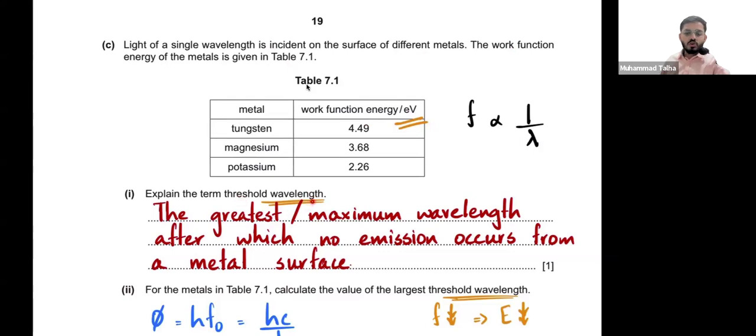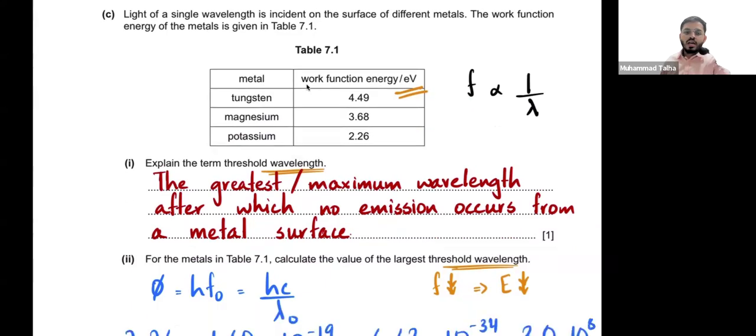If you know the threshold frequency, you just have to play around with this a bit to get the threshold wavelength. Because frequency is inversely proportional to wavelength. The threshold frequency was the minimum frequency at which emission occurs, right? So before this frequency, no emission occurs. Similarly, the threshold wavelength is the maximum wavelength. After this, if you increase the wavelength further, then no emission occurs.